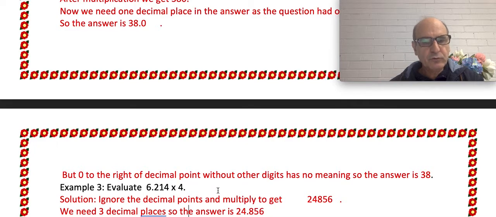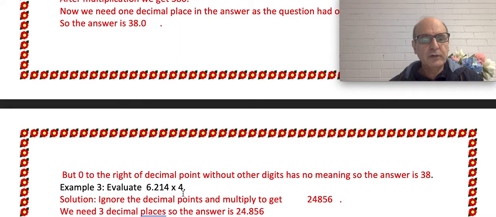Okay, as a general rule also, you have to have some idea what your answer is going to look like. See, 6.214 is roughly 6. It is almost 6. And 6 times 4 is 24. So my answer should be 24 and something, which I have here. So if I put the decimal point wrong and put it, for example, between 8 and 5, that would have been 248.56. But 248 is way higher than what I expect because I had 4 times 6, which is 24.